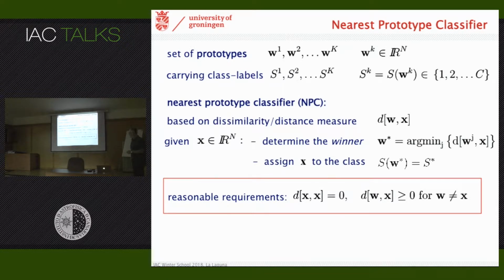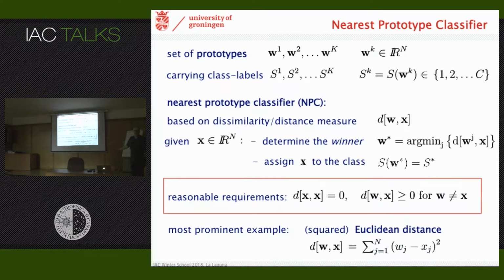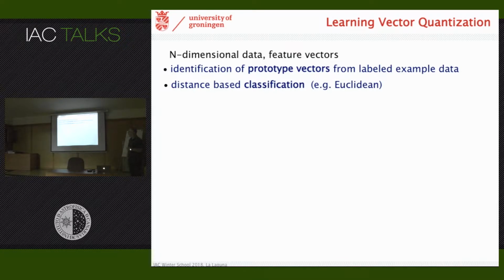Now this requires essentially that we have a meaningful distance measure, which doesn't necessarily have to be a metric. It should have the property that the distance of a point to itself is 0. That's a natural condition. And it should be non-negative, at least, if the two arguments are different. That's the minimum requirement that we need here. Otherwise, it doesn't make sense. The most prominent example, of course, is Euclidean distance, which is a metric and fulfills all these properties automatically. Great. The big question is now, how do we place the prototypes? And Kohonen already gave the answer.